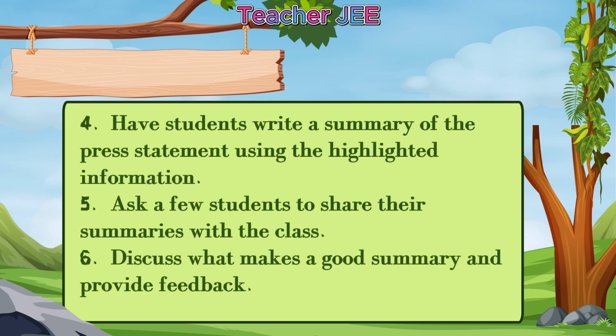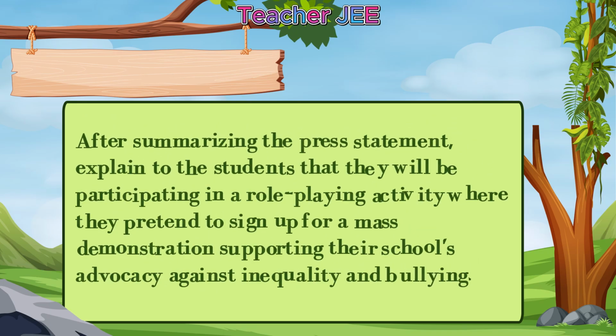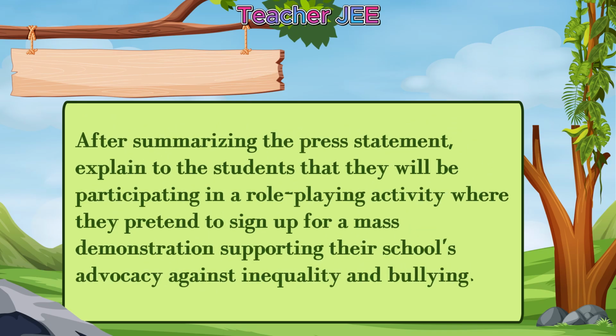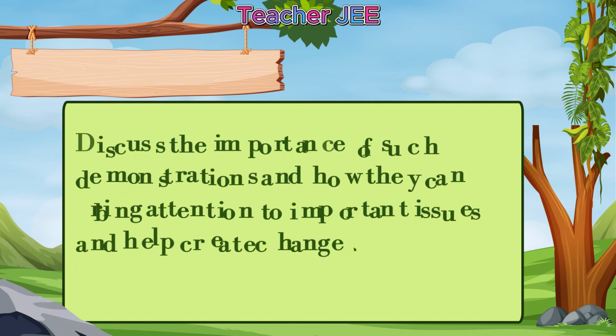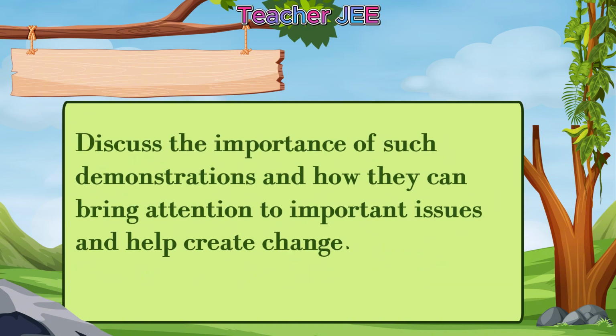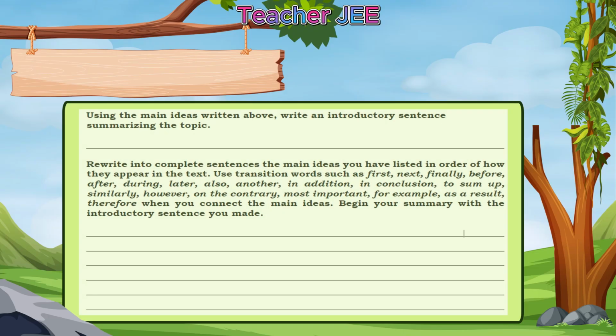Have the students write a summary of the press statement using the highlighted information, and ask a few students to share their summaries with the class, discuss what makes a good summary, and provide feedback. After summarizing the press statement, explain to the students that they will be participating in a role-playing activity where they pretend to sign up for a mass demonstration supporting their school's advocacy against inequality and bullying. Discuss the importance of such demonstrations and how they can bring attention to important issues and help create change. This is the example. Pause the video while copying or while having this as your guide.